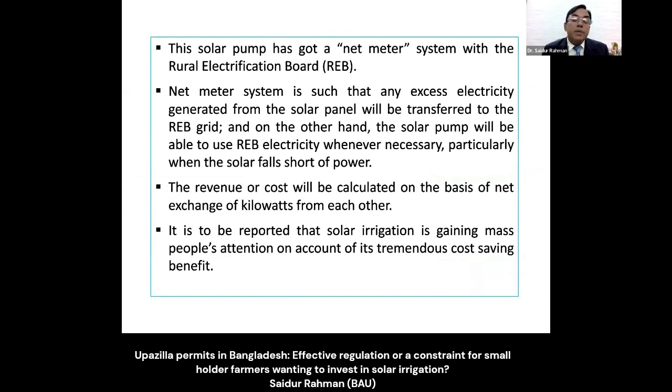From that viewpoint it is very good, but what we have seen from the farmers and also the Upazila officers is mixed feelings. If the permit is not imposed on all diesel operated machines as well as electricity operated machines and solar panels, it is very difficult to apply there. But if this Upazila permit is applicable for all irrigation tools, then it would be good for expanding solar irrigation in Bangladesh. Next, please.